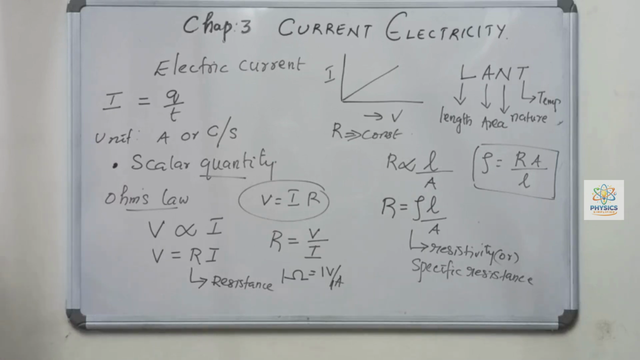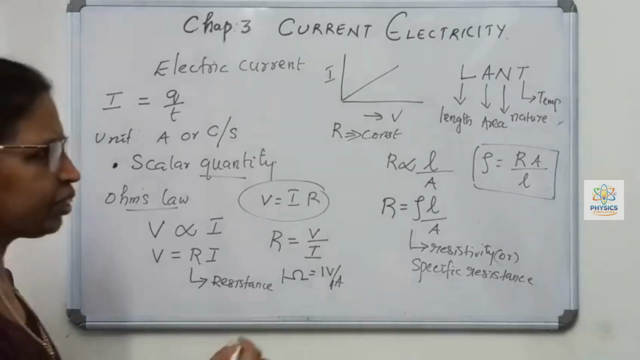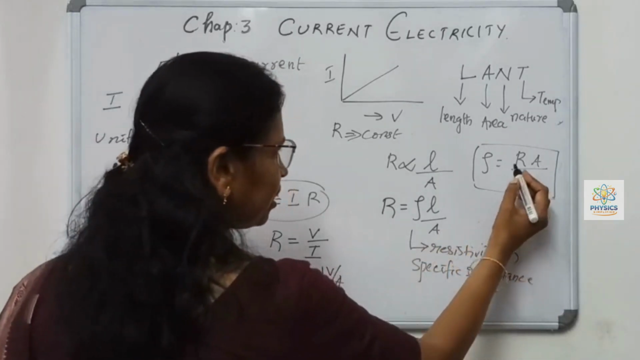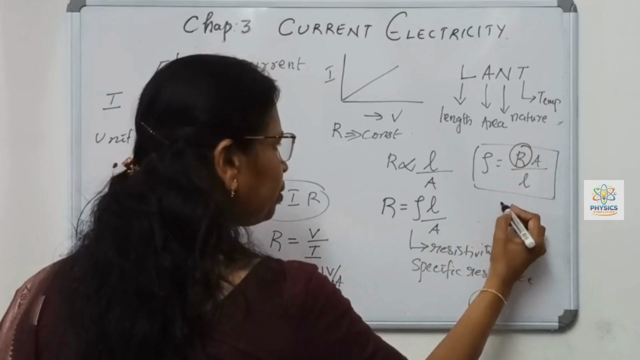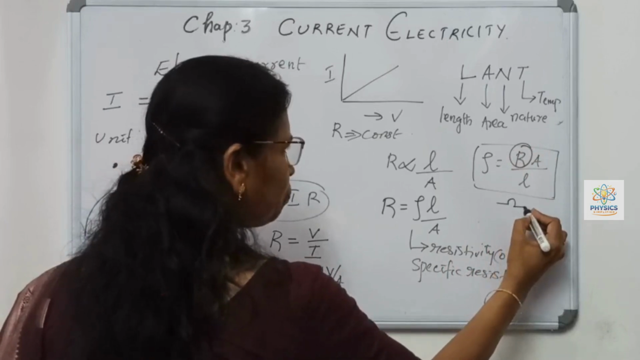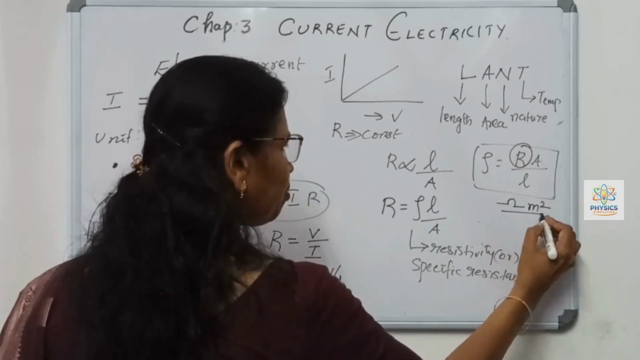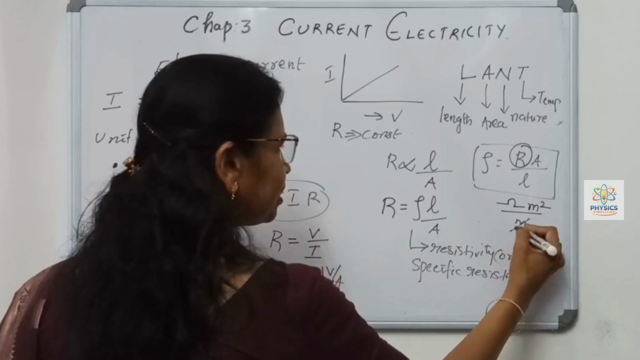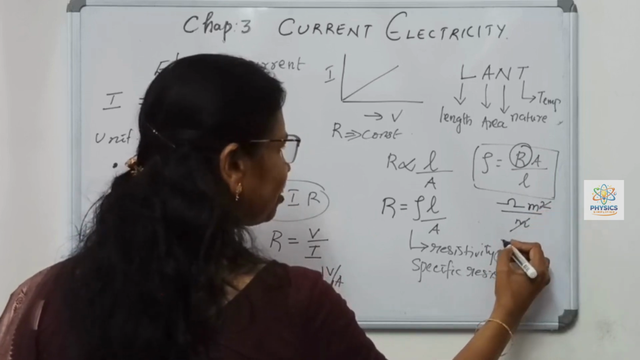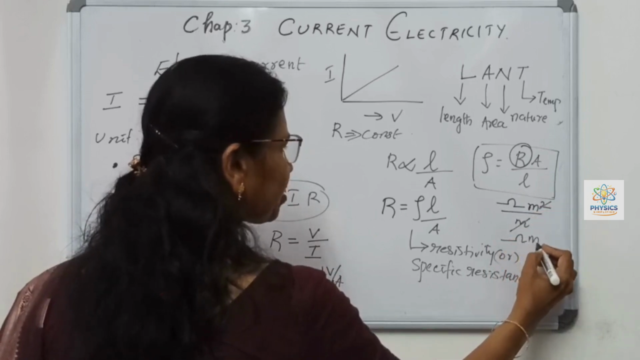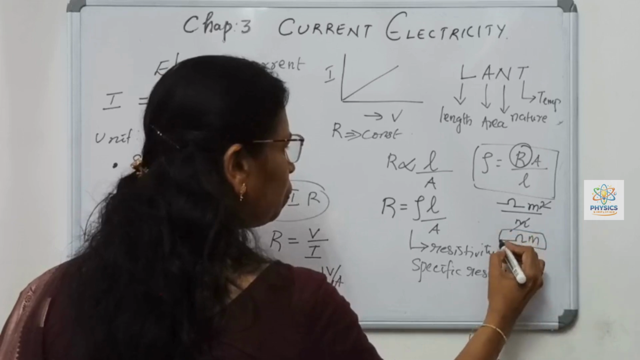So next we have to study the unit of resistivity. Here, consider the unit of resistance is ohm, the unit of area is meter square, and the unit of length is meter. Here meter and meter cancel. We get the unit of resistivity as ohm meter.